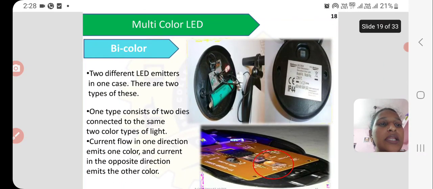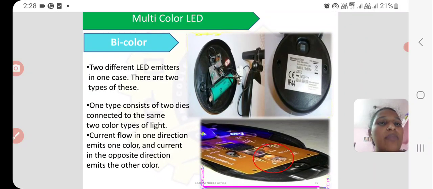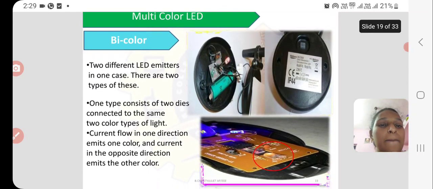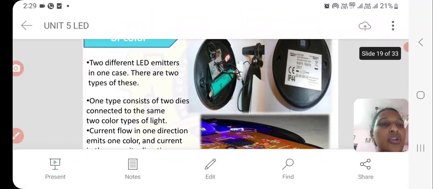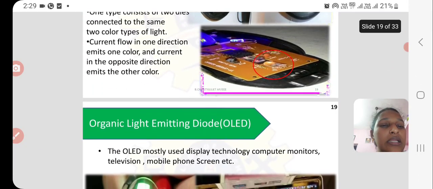Next we'll see multicolor LEDs. We have bicolor, which is 2 color emitting LEDs, and tricolor, 3 color emitting LEDs. In bicolor LEDs, 2 different LED emitters are in one case, and that is why it is called a bicolor LED. The first type consists of 2 dies connected to the same 2 color types of LEDs. The current flowing in one direction emits one color, and the current in the opposite direction emits the other color. The picture shown is for reference, which indicates the bicolor LEDs.